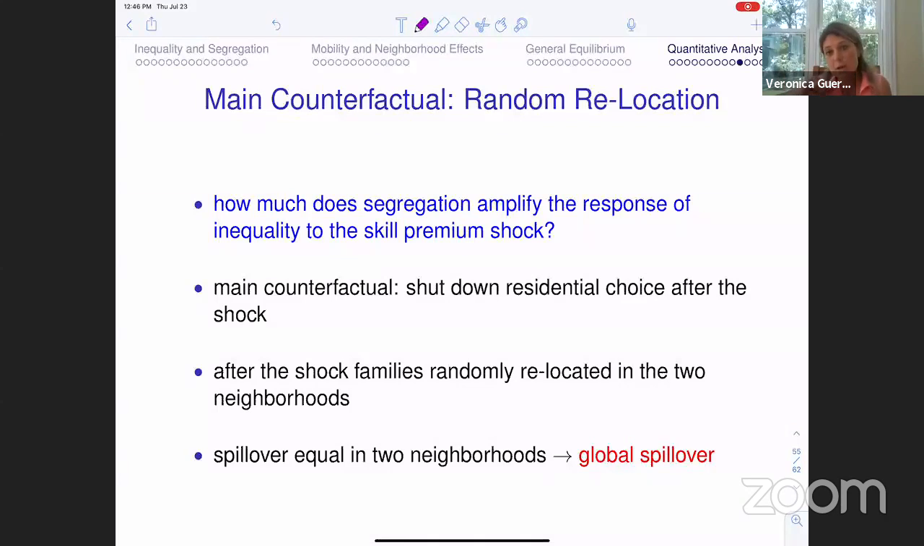So basically, we shut down the sorting of people and see what happens to inequality. If we randomly relocate all the households at any time after the shock in the two neighborhoods, and then we look at what happened instead in our model, we look at the difference between the two, and that should give us how much of the increase in inequality was due to the sorting effect and the residential choice effect.